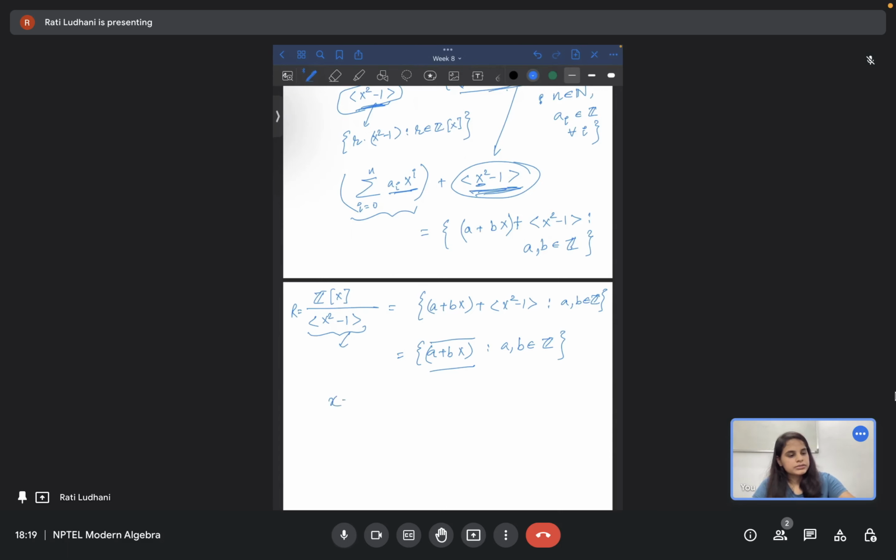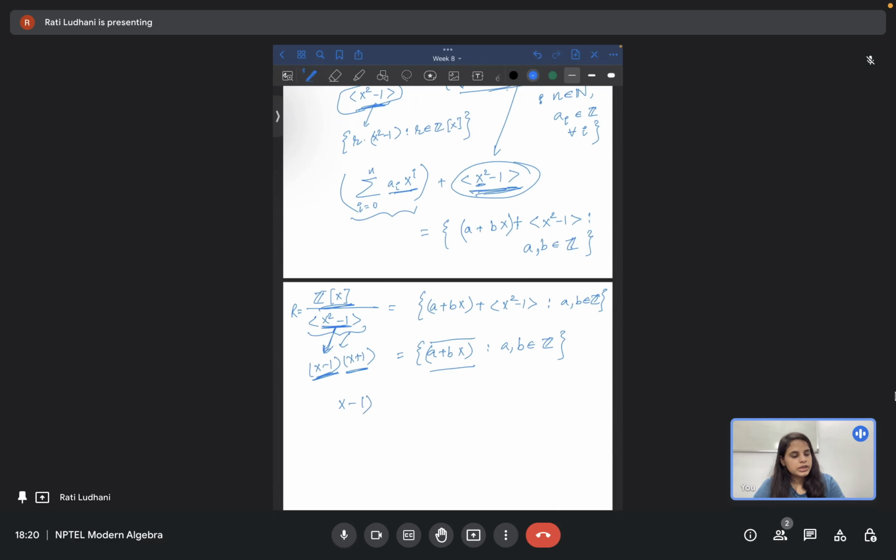So if you take x square minus 1, the ideal way to do that is to try to factorize in Z[x]. If you are able to, then you can get it. So if you see here, x minus 1 into x plus 1 is equal to x square minus 1, and both of these polynomials belong to Z[x]. So actually these exist in Z[x].